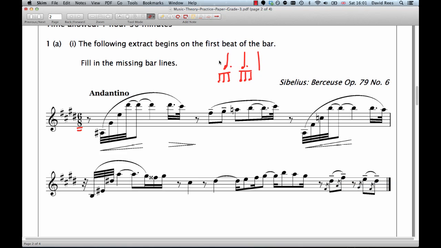We can count either in dotted crotchets, or it might be easier in this case to count in terms of quavers. And if we can count up to 6 quavers, that's the point at which we're going to put our bar line in. So let's have a go. Hopefully if we count in quavers, this will be relatively straightforward.